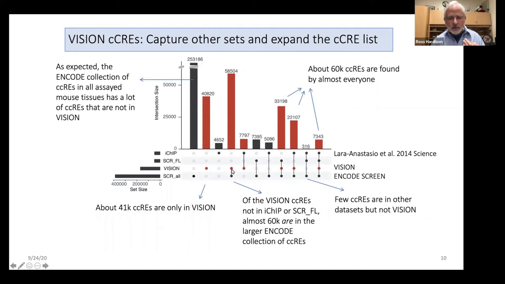Of the elements that the other elements in VISION, a whole lot of them also match up with the data that are in the larger ENCODE collection. So there's almost 60,000 of them there. And as I mentioned before, you expect there to be a lot of elements that are found by ENCODE, because they're examining way beyond blood cell types.